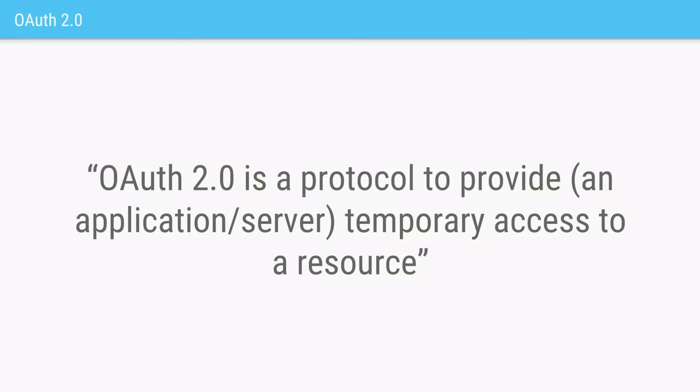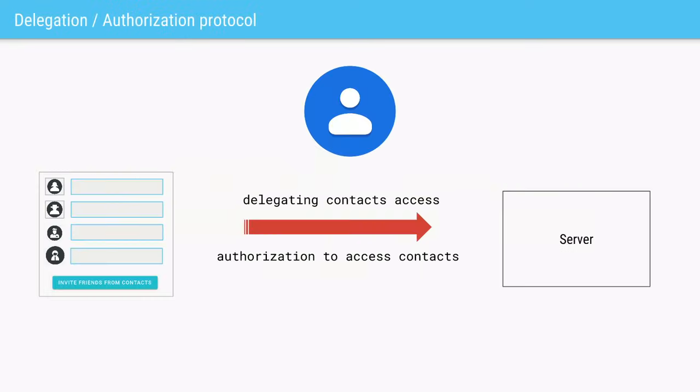So OAuth 2.0 is a protocol or a mechanism to provide an application or a server temporary access to a resource. It is sometimes also known as a delegation or an authorization protocol. So in this case, of course, the user already has access to Google contacts and it is delegating that access to the server. You can also think of it as the user is authorizing the server to access contacts on his behalf. And that is why it is called a delegation or an authorization protocol. Sometimes it is also called an authentication protocol, but that is incorrect. You can use OAuth 2 for authentication, but we'll talk about that in the latter part of the video.